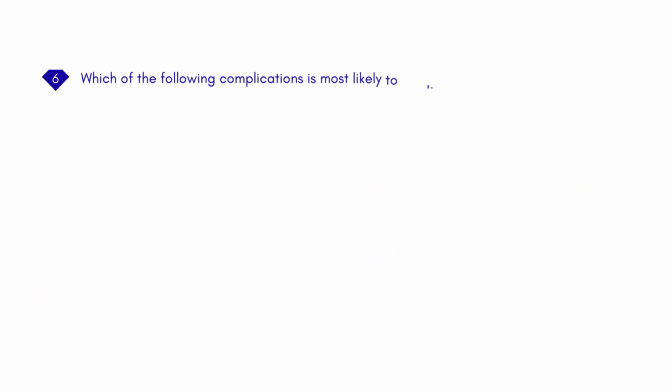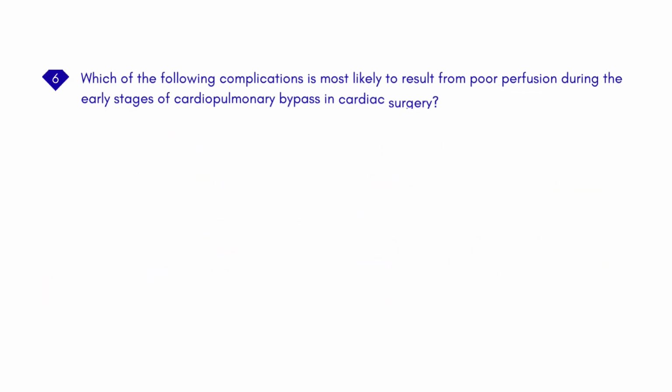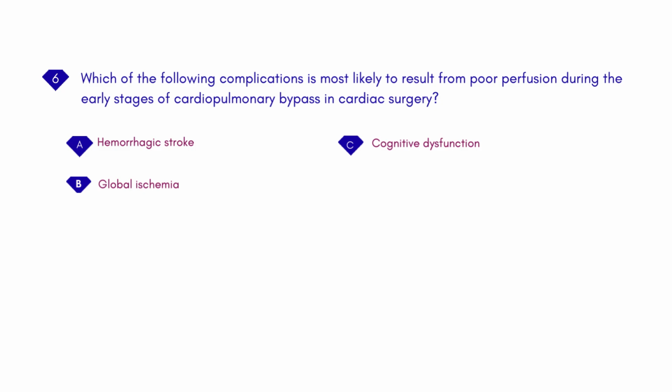Which of the following complications is most likely to result from poor perfusion during early stages of cardiopulmonary bypass in cardiac surgery? A. Hemorrhagic stroke. B. Global ischemia. C. Cognitive dysfunction. D. Seizures. Answer: C. Cognitive dysfunction.